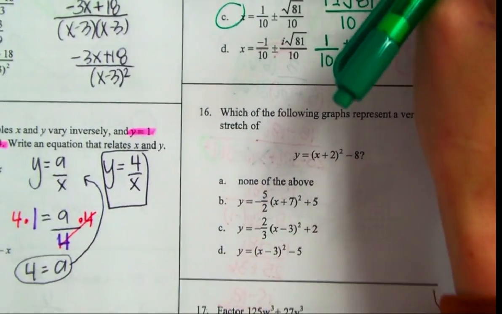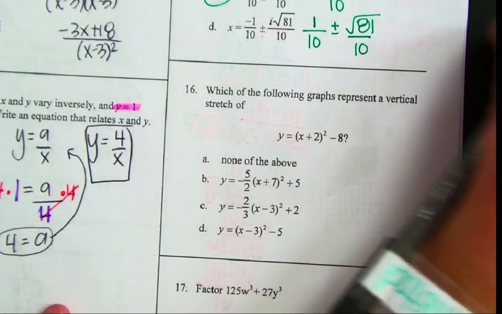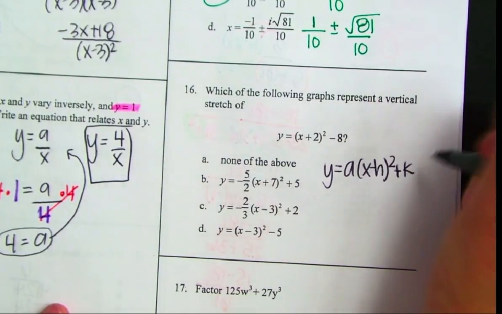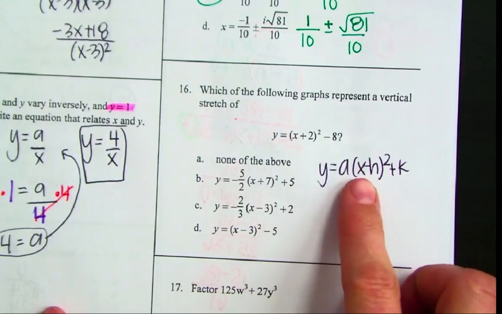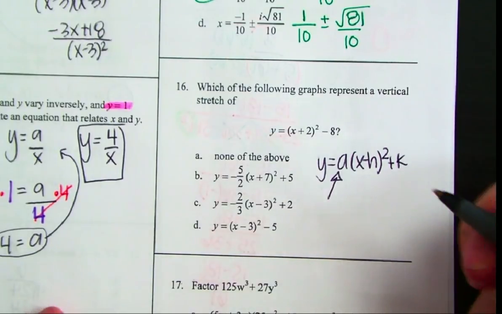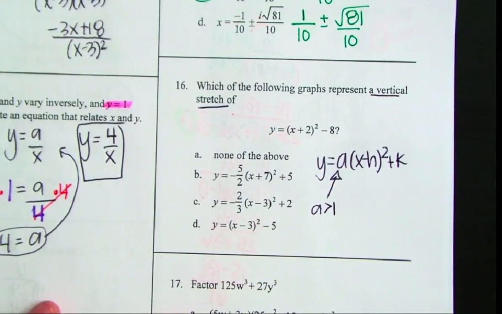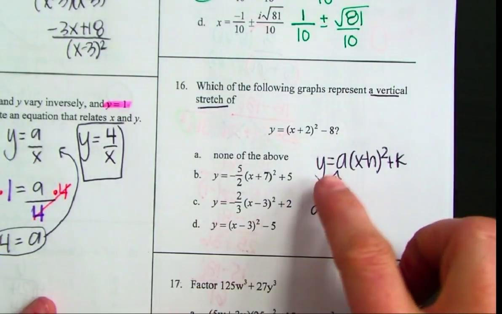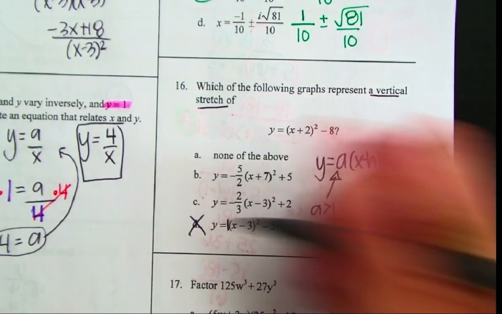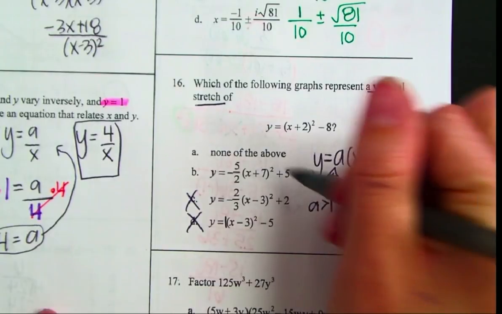Number 16, which of the following graphs represent a vertical stretch? So what I wrote in that previous problem was that this is going to be our formula for our vertex form of the quadratic. So this number out here is going to tell you whether it's a vertical stretch or a vertical shrink. Anytime it's a vertical stretch, that a value has to be greater than 1 in order to be a vertical stretch. a has to be greater than 1. So if you look at D, this means it has an a value of 1, so that can't be your answer. It has to be greater than 1. 2/3 is less than 1, so that can't be our answer.